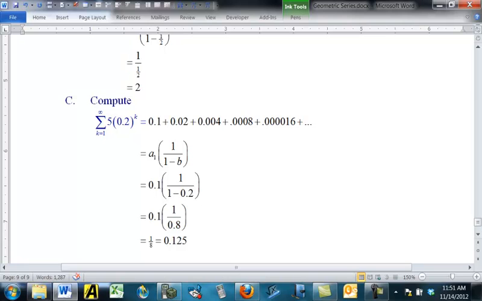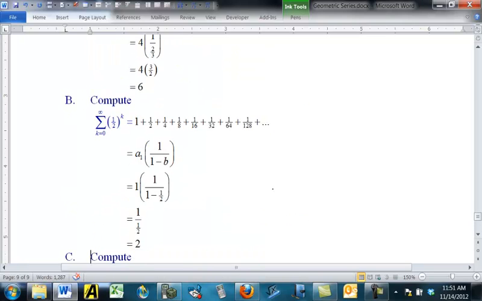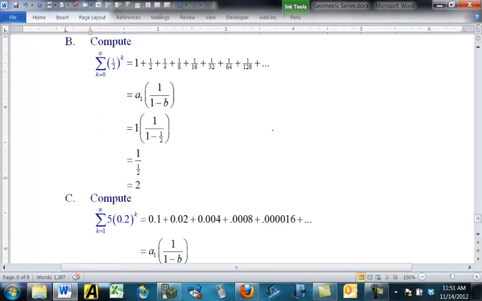For part B, we're adding together 1 plus a half plus a fourth plus an eighth. You notice the first term is 1 and the common ratio is 1/2. So this can be written as the sum from k equals 0 to infinity of 1/2 to the k. And so this is 1 times 1 over 1 minus a half. 1 minus a half is a half. 1 over a half is 2.